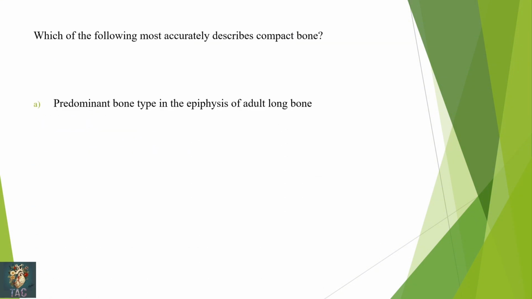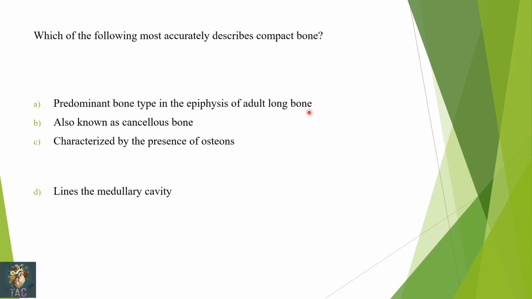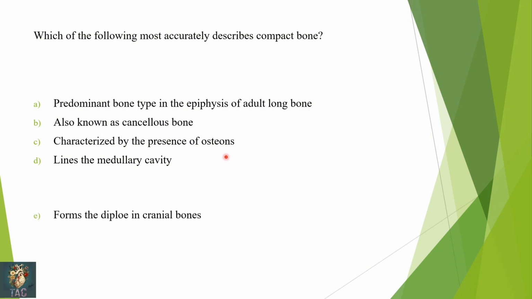Next is, which one of the following most accurately describes the compact bone? That is the predominant bone in the epiphysis of the adult long bone, also known as cancellous bone, characterized by presence of osteons, lines the medullary cavity, and forms the diploe in the cranial bones. So basically this is characterized by presence of osteons, which is the typical structural unit of the compact bone, and this is the answer.